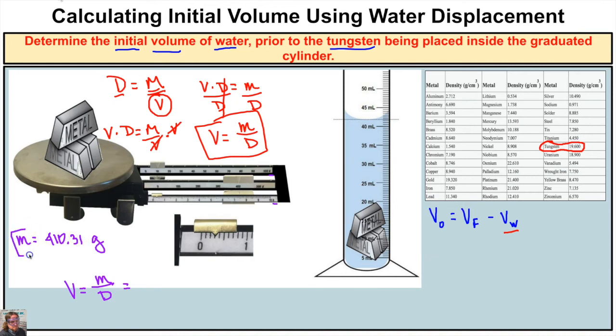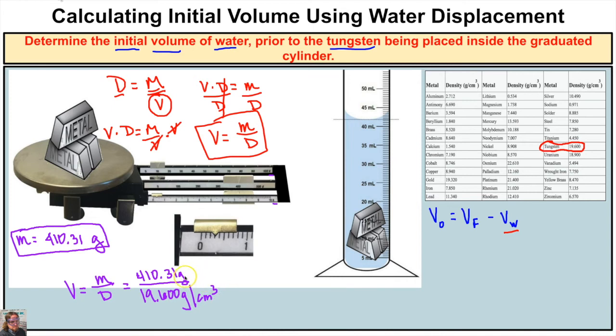So the mass of the tungsten that is on this scale right here, or this balance right here, is 410.31 grams. 410.31 grams. So what is the density now of tungsten? Well, if we take a look, the density of tungsten is 19.600 grams per cubic centimeter.